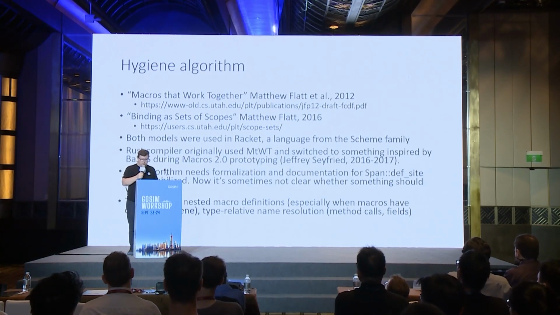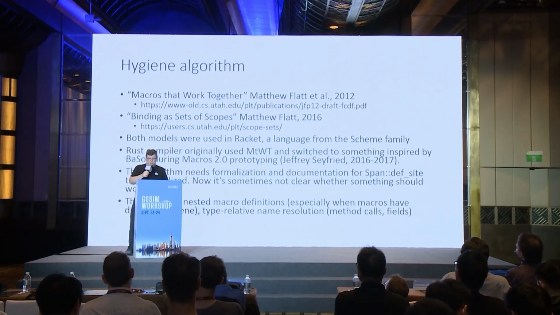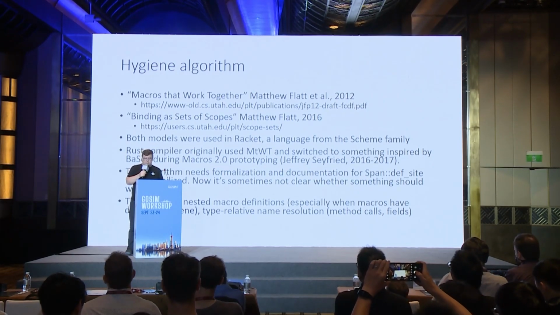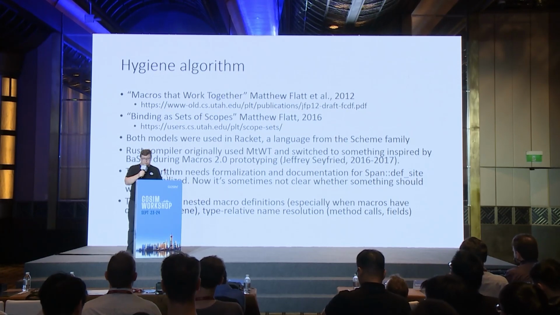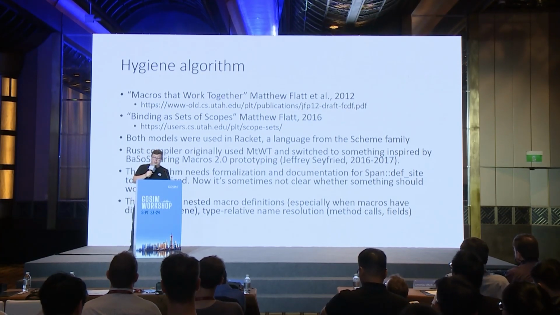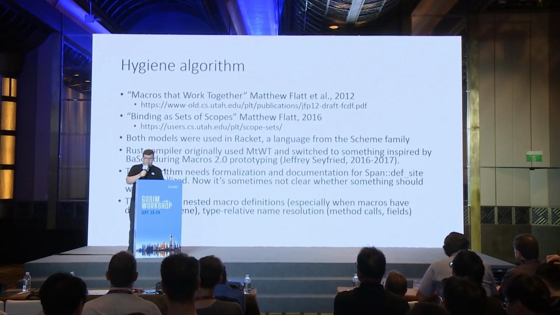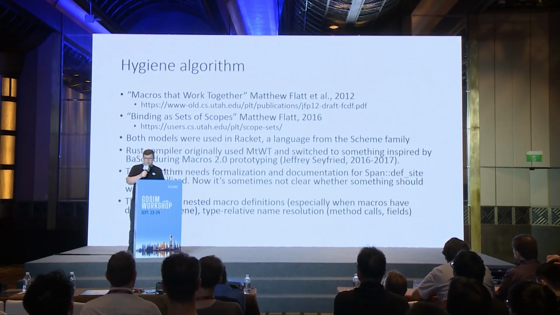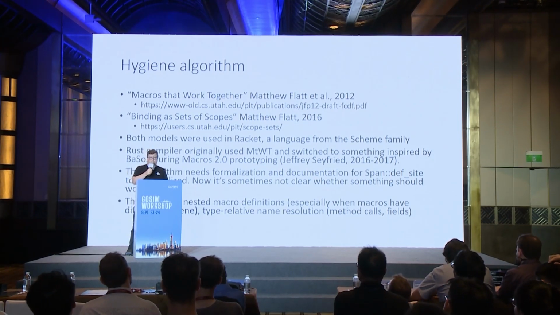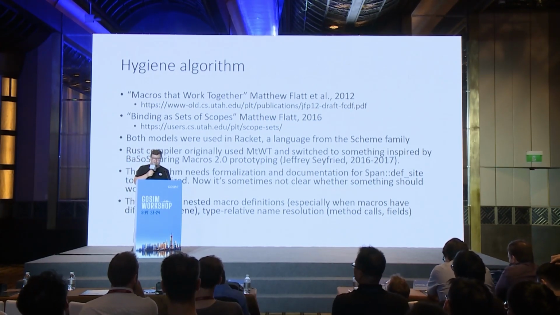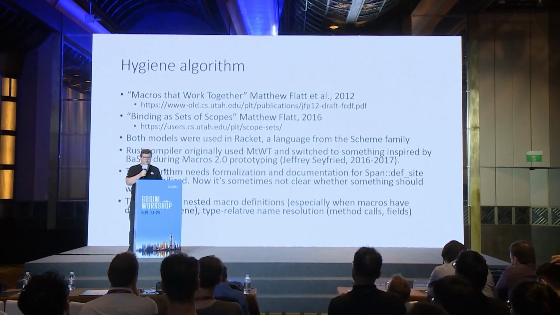So we proceed to some specific models. In the past, Rust used the model described in the first link. The paper is called Macros That Work Together by Matthew Flatt. There is also another paper called Bindings as Sets of Scopes by the same Matthew Flatt, 2016. Both models were used and tested in the Racket language, which is a language from the Scheme family.